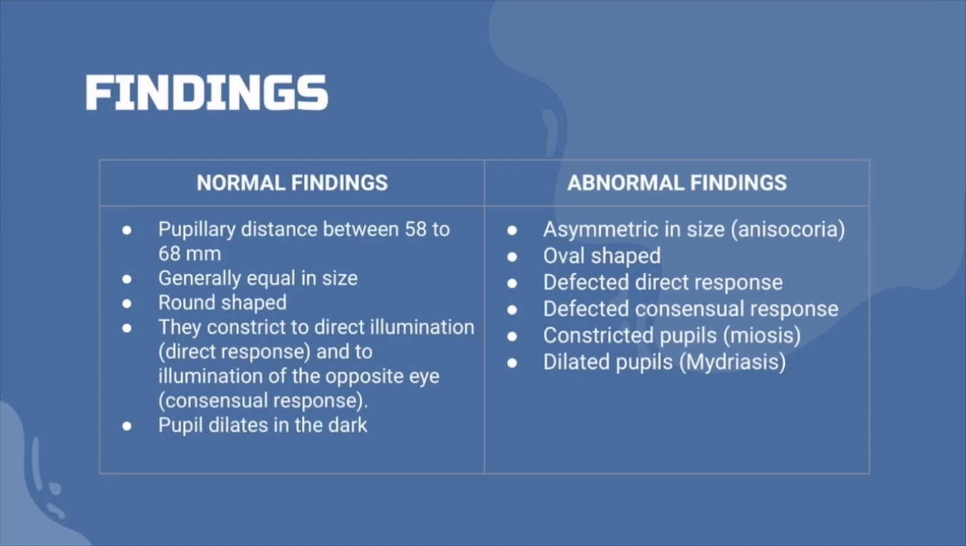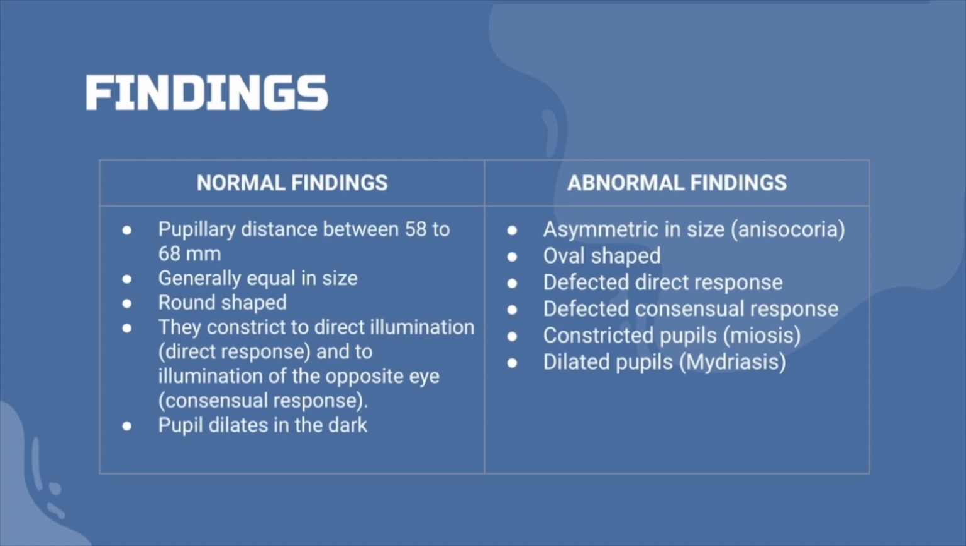For abnormal findings: unequal sized pupils, also called anisocoria; oval-shaped pupils, which may indicate an elevation in the intracranial pressure; defective direct response, which may indicate a lesion pressing against a nerve preventing any response in that same eye; defective consensual response, which may indicate a lesion pressing against a nerve preventing any response in the opposite eye.